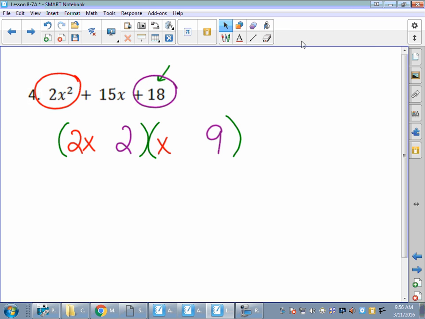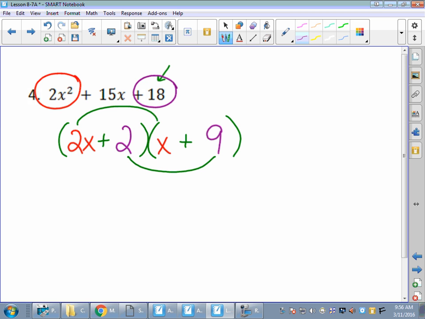So if I'm going to start with 9 and 2, I start with 9 and 2, and then I switch it to 2 and 9. So keep that in mind. And I'm thinking they're both positives. We can deal with that after. So now we're going to check. We know that our first and our last will work. So we need to do this one.